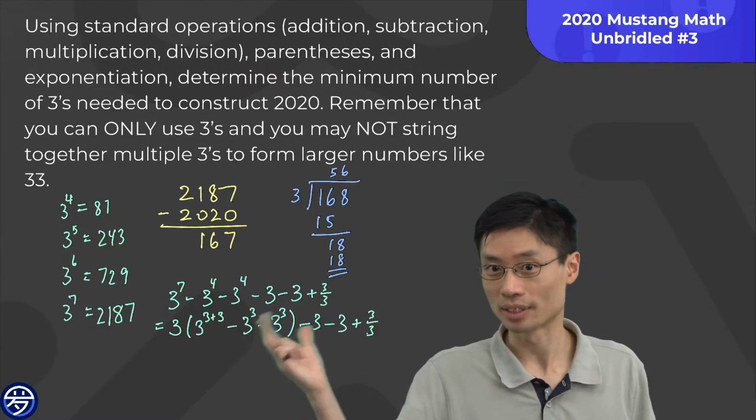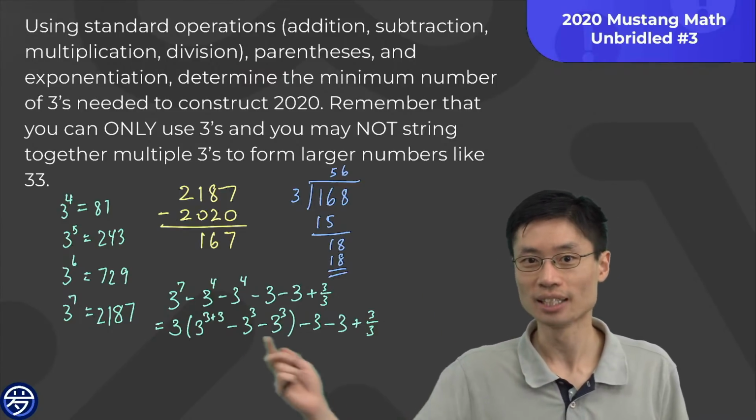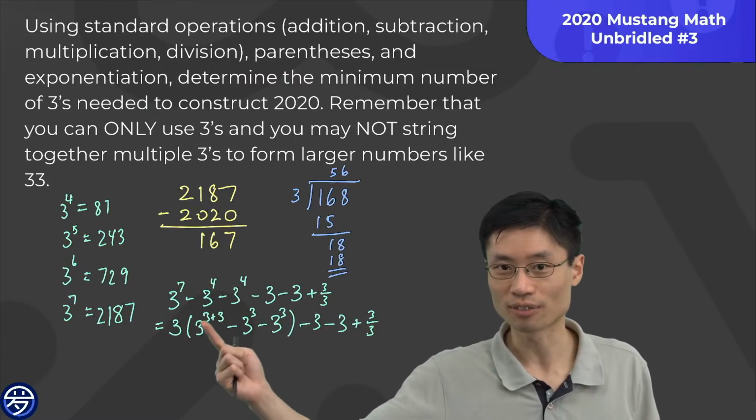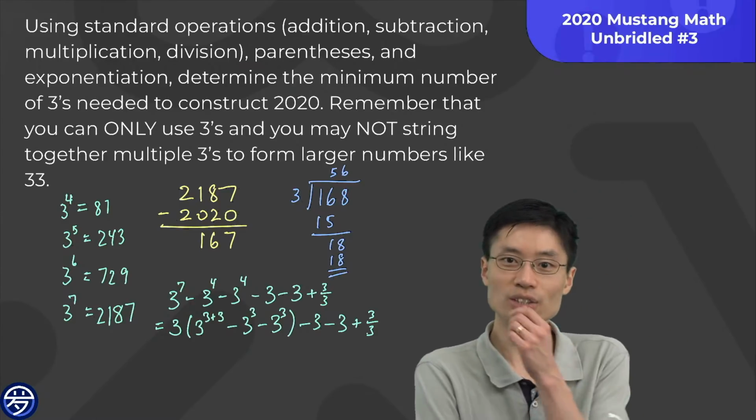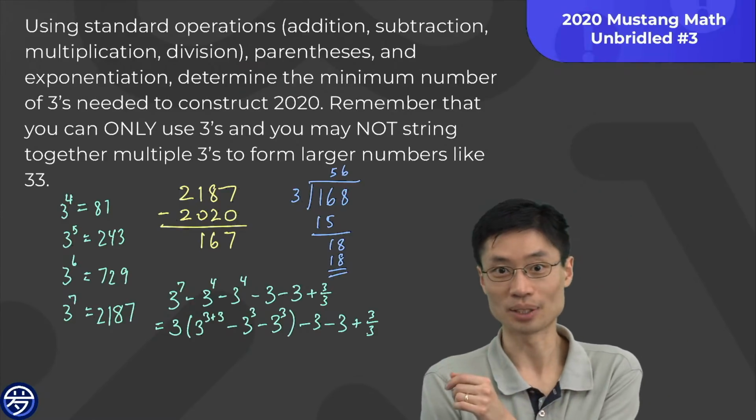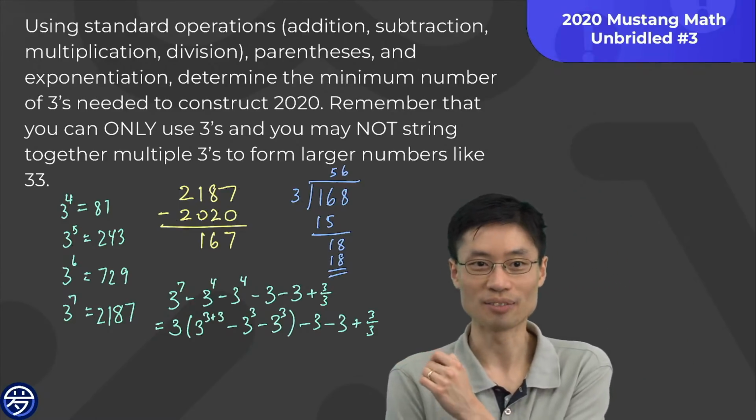But at this point, we have these pluses and minuses. The signs should be correct. How many threes do I have? 1, 2, 3, 4, 5, 6, 7, 8, 9, 10, 11, 12. So I can do this with 12 threes. Now let's see. Can we be greedy? Could we do anything better than 12 threes?